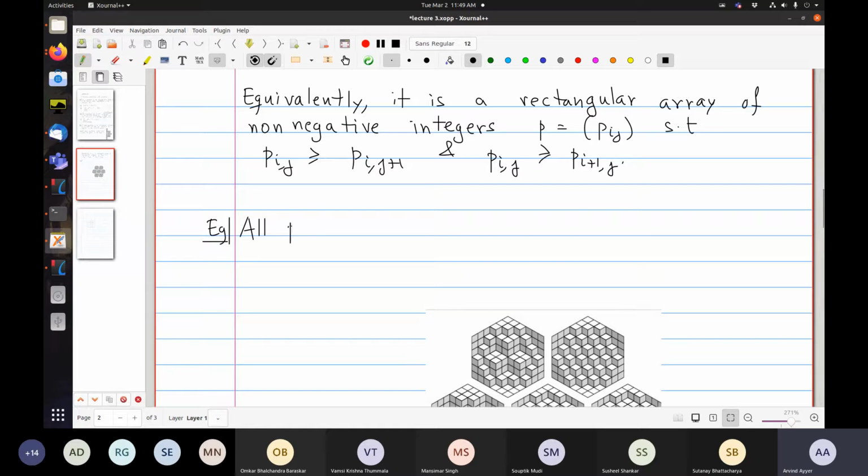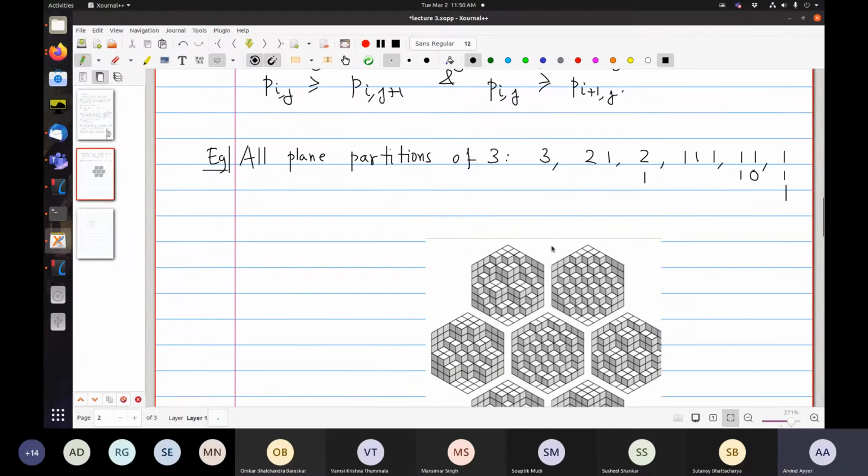So all plane partitions of 3 are, well, there is 3 itself, there is 2, 1, there's 1, 1, 1 in its various arrangements. So if you want to make it a rectangle, you can add a 0 here. And you can add zeros and make them arbitrarily large. So again, just like partitions, there are many conventions, and some people take the convention that it's an infinite array, I mean, a one-sided infinite array with only finitely many nonzero elements.